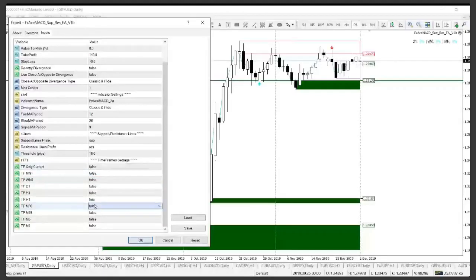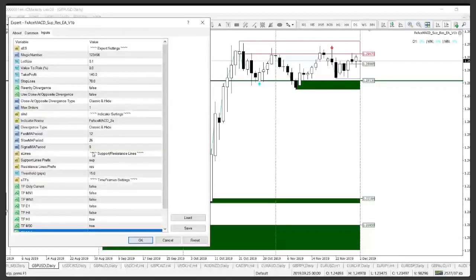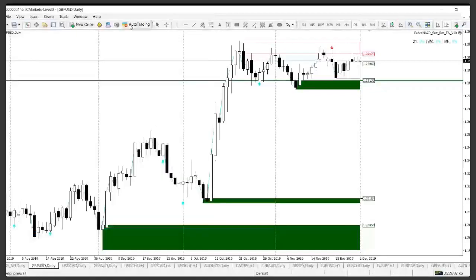Make sure allow live trading is on, and just copy this. Have a look at those inputs. Lot size here, trade size, and everything here. Okay. Now, if it comes up trading not allowed, it just means you haven't switched auto trading on. Okay, so you switch that on, and you've got the smiley face. Okay, and that will only start looking for signals at that line here.